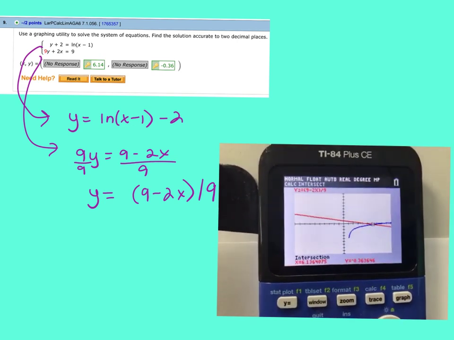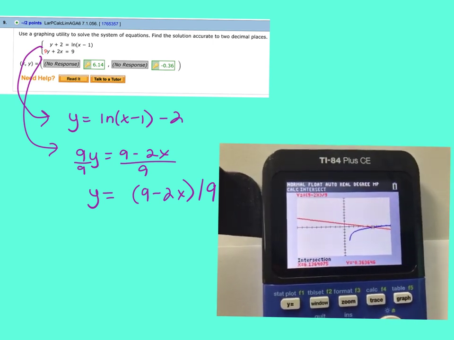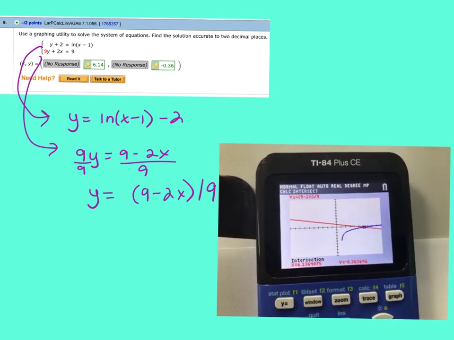So that would be an example, like maybe a test question, something that you'd have to graph with a graphing utility. This wouldn't be on your quiz because you don't have the graphing utility.